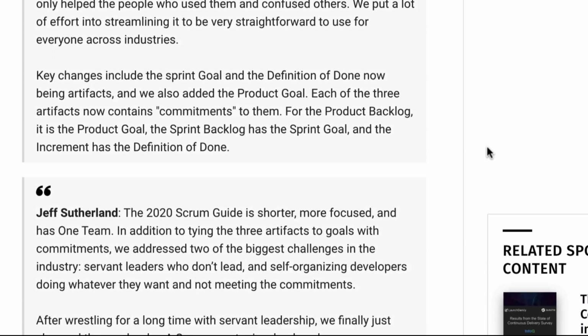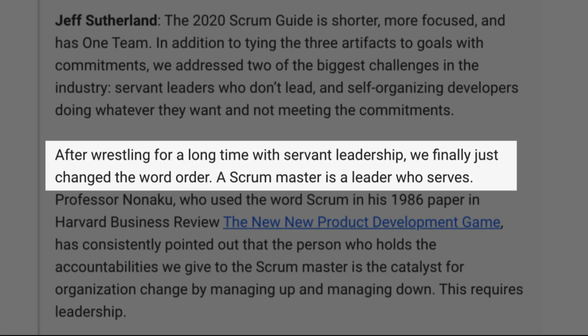But being honest to the pillars of Scrum, which are transparency, inspection, and adaptation, I think Ken Schwaber and Jeff Sutherland decided to do away with the term. They explained it while talking about the various changes, and this is what they had to say. After wrestling for a long time with servant leadership, we finally just changed the word order. A Scrum Master is a leader who serves.